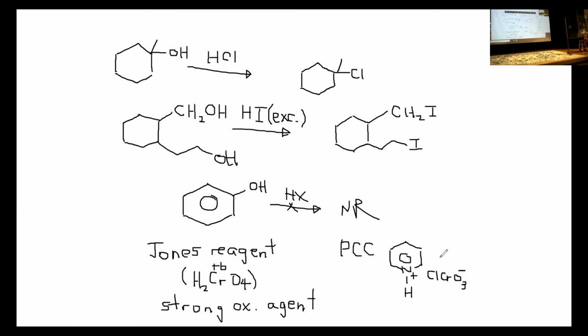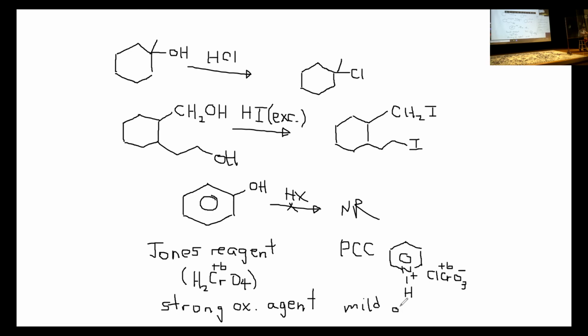And if you work it out again, we'll find that's chromium in the +6 oxidation state. So both of them involve chromium in the +6 oxidation state. It's just that in PCC, the presence of the pyridine and pyridinium buffers it. So it's a less reactive compound. So this is a mild oxidizing agent.